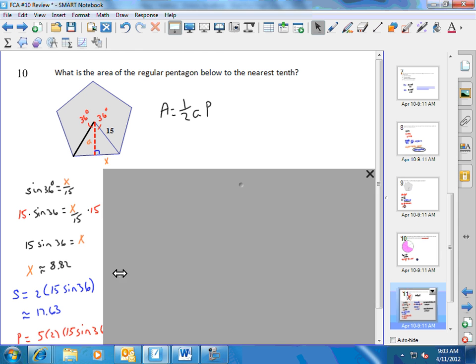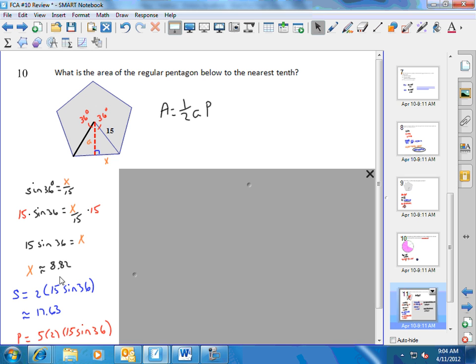So let's start with finding x. Okay? From this 36-degree angle, I want the opposite leg, and I have the hypotenuse. That's sine. So I'm going to use the sine ratio to solve for x. So the sine of 36 has to equal x over 15. Okay, and then I want to get x by itself, so I multiply both sides by 15, and I have 15 times sine 36 equals x. And when I use my calculator, I get x is approximately 8.82.